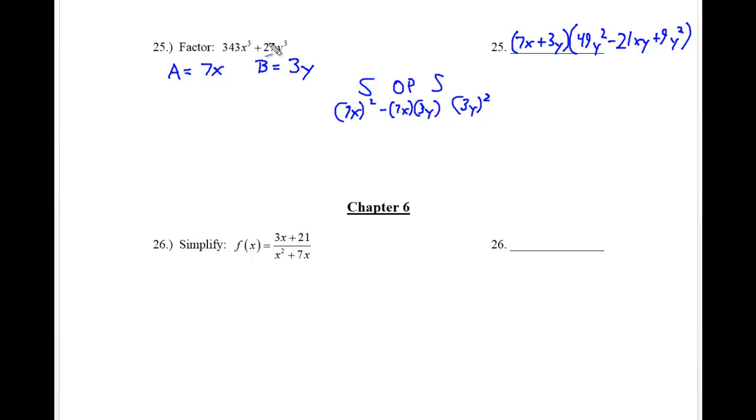So the sum of a cubic or the difference of a cubic can be done with the SOPs, or as some people call it, a b-SOPs.